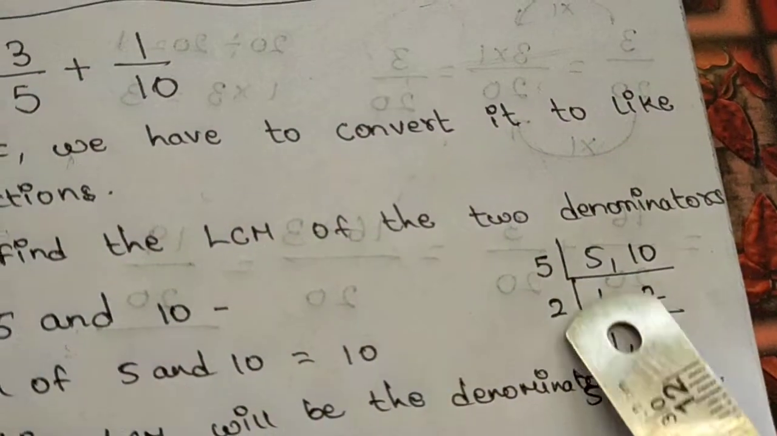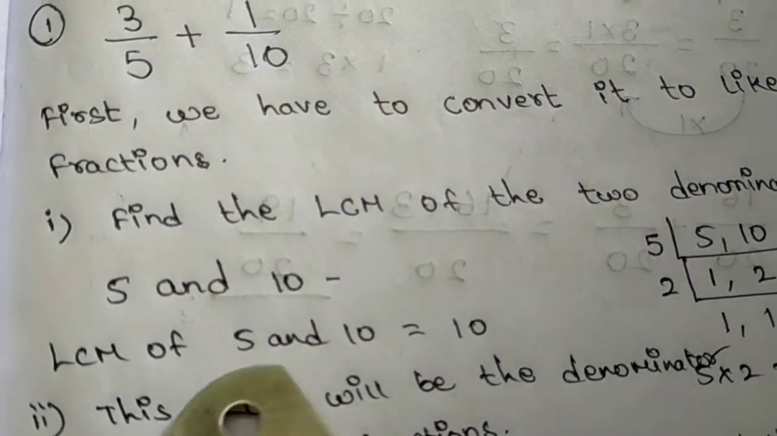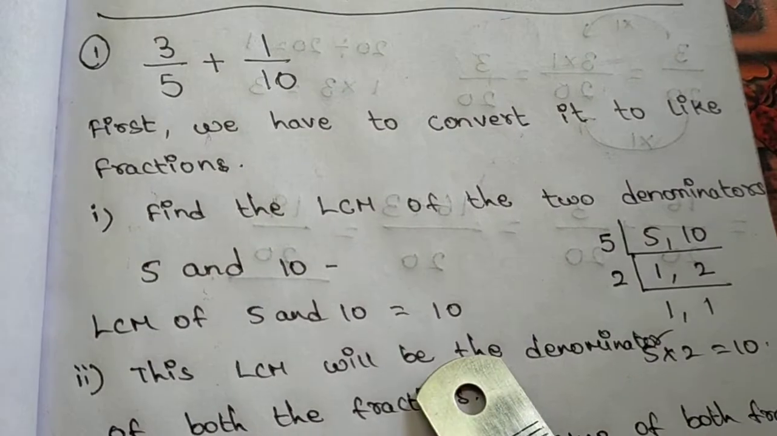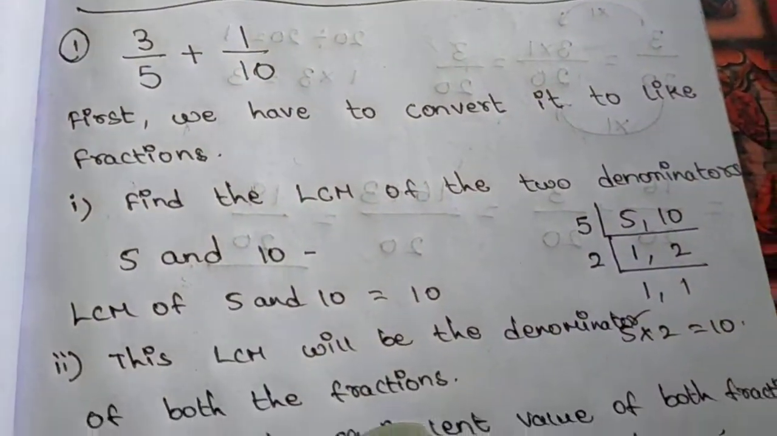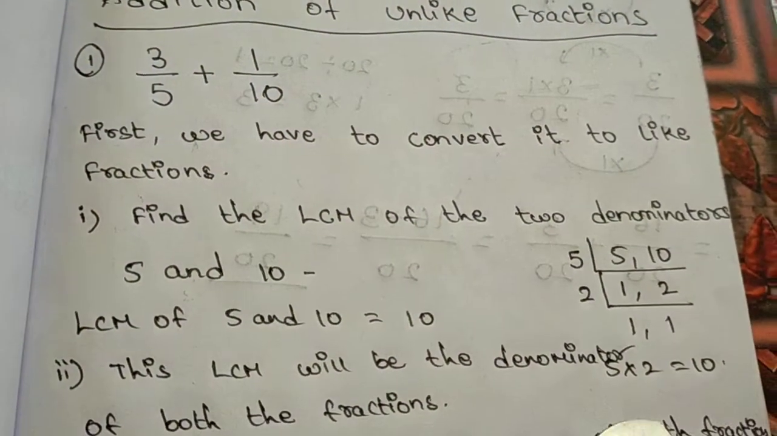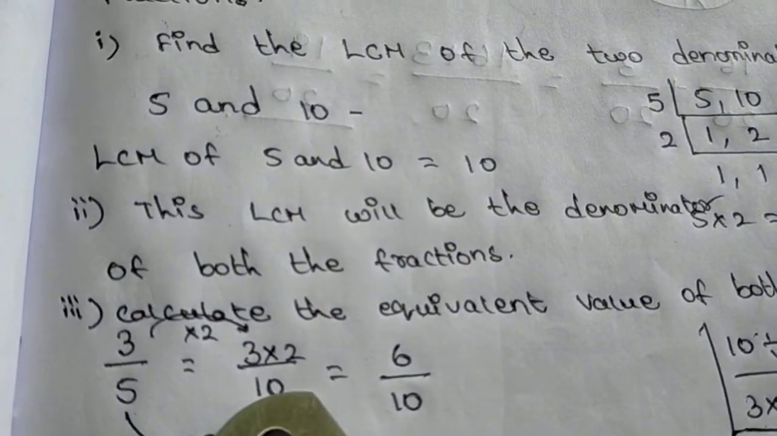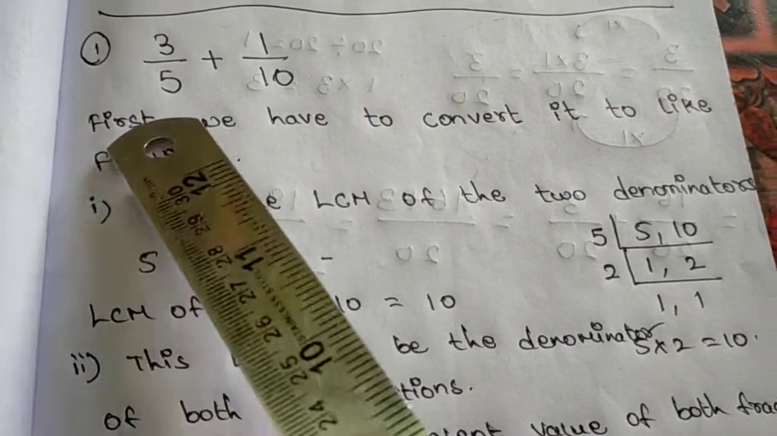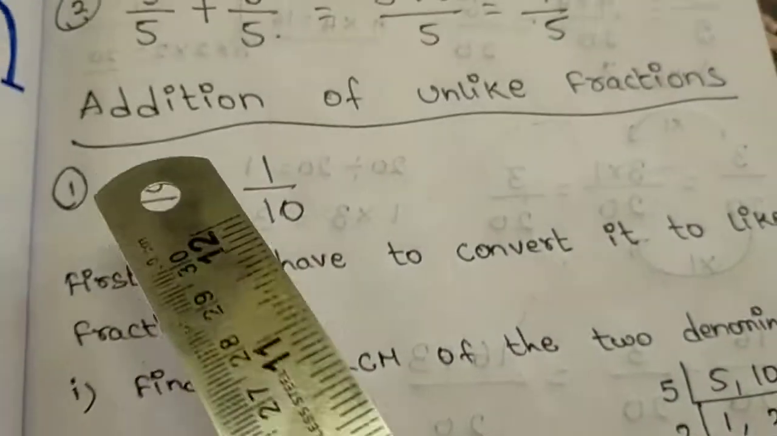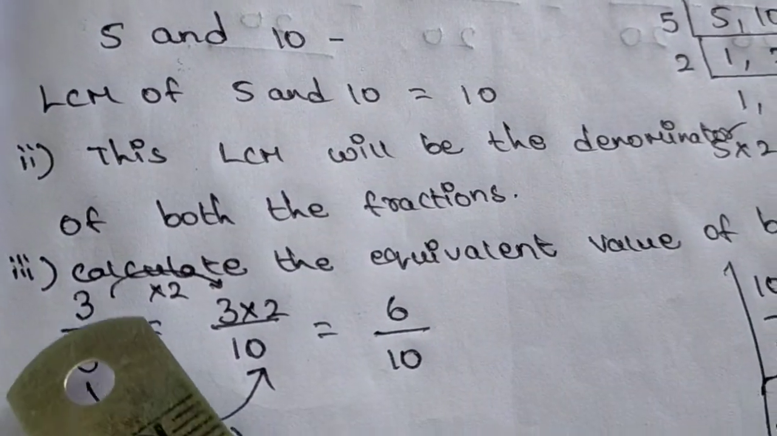When you find the LCM of 5 and 10, the LCM is 10. Now you got the LCM of both the denominators. The next step is that this LCM will be the denominator of both the fractions. Whatever LCM you got will be the denominator of these two fractions. You have two fractions, 3 by 5 and 1 by 10. Let us take the first fraction, 3 by 5.